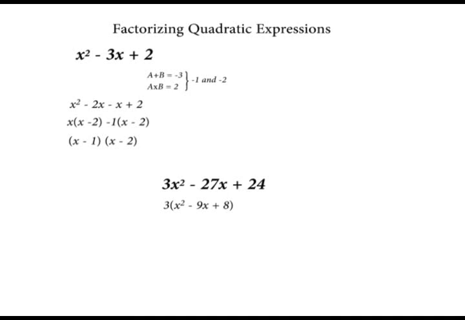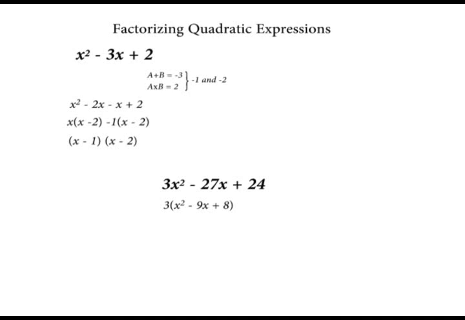Notice we are factorizing 3 out and not dividing by 3 because this is an expression and not an equation. If we had 3x squared minus 27x is equal to 24, then we can divide both sides of the equal sign by 3. But in expressions, we don't have an equal sign, and so we factorize.